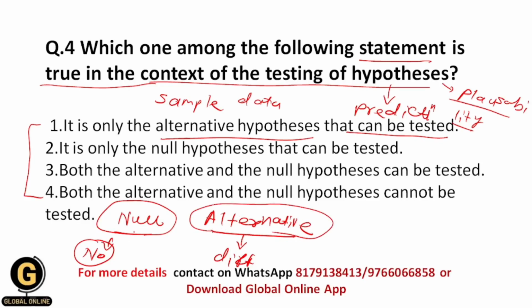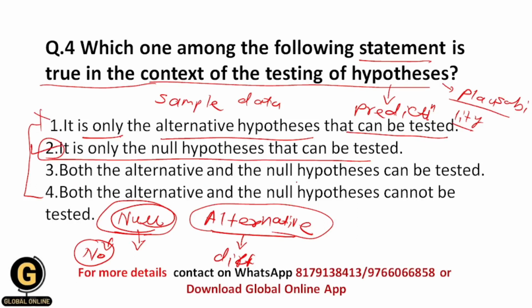So we have to test only the null hypothesis, because by rejecting the null hypothesis you will automatically accept the alternative hypothesis, or else you can accept the null hypothesis. So you have to test only the null hypothesis. Here only alternative hypothesis is mentioned, so this is incorrect. It is only the null hypothesis that can be tested, so that is the correct answer to this question.